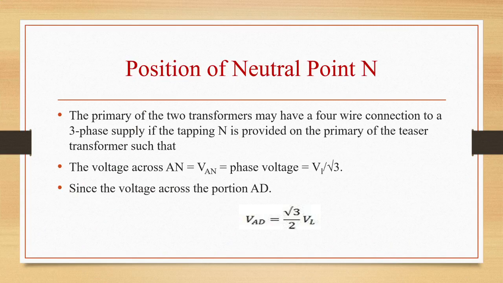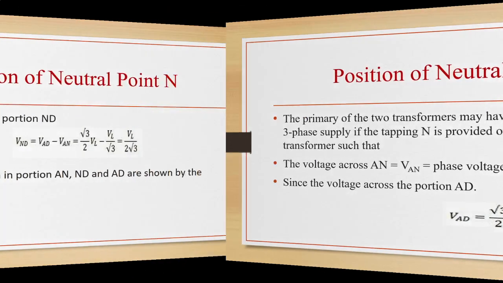Let us now see the position of the neutral point N. The primaries of the two transformers may have a four-wire connection to a three-phase supply if the tapping N is provided on the primary of the TZ transformer such that the voltage across AN equals VAN, that is the phase voltage VL by root 3, since the voltage across portion AD, VAD, is root 3 by 2 VL.